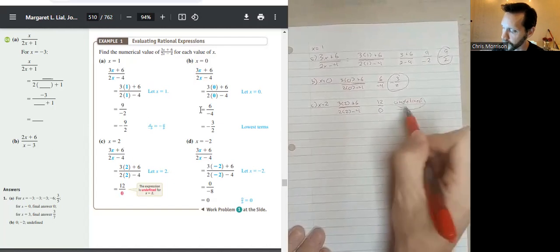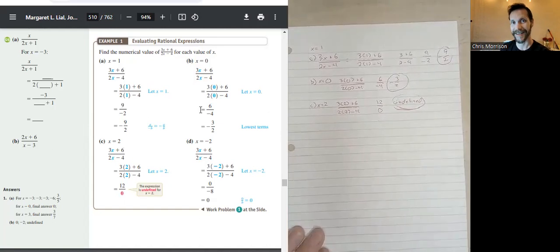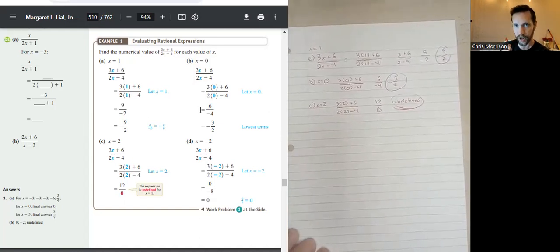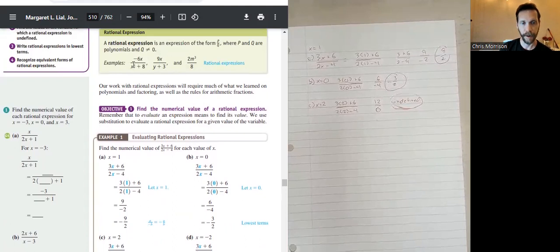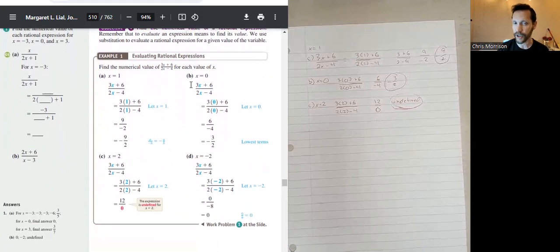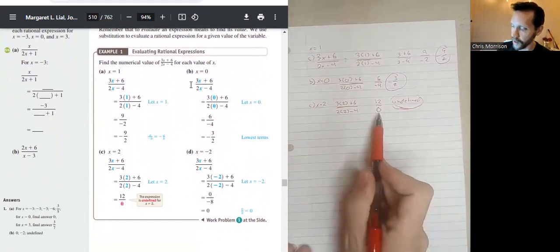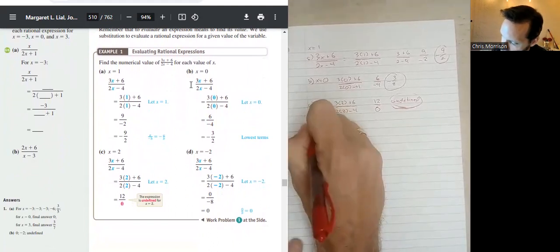So this expression is undefined whenever x is 2. Remember, a rational expression, go back to the top of your page here. The denominator can't be 0 because that's just what a rational number is. It's a fraction whose denominator is not zero. So that's going to come up again in just a minute. Just know that whenever your denominator is zero, the expression is going to be undefined. We'll say a little more about that in example 2.